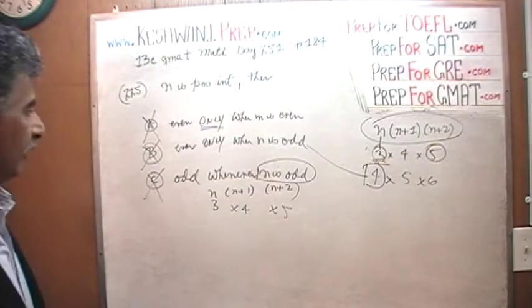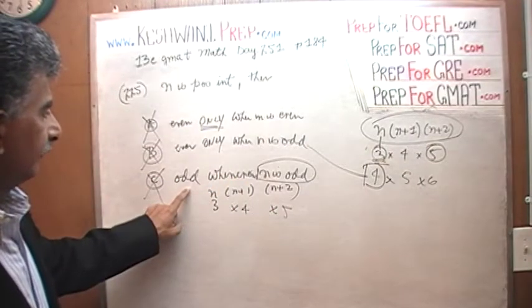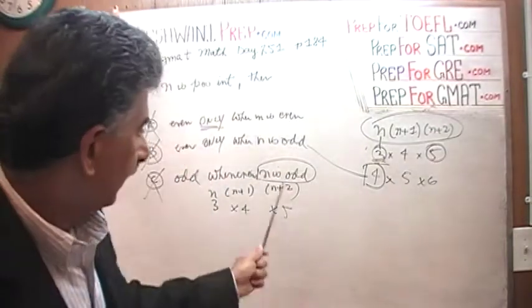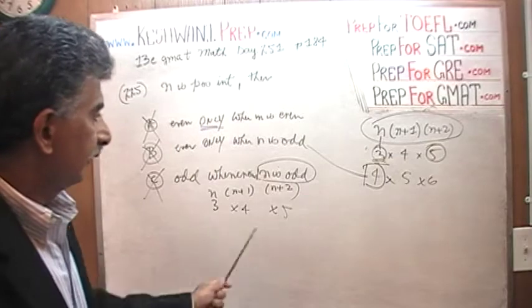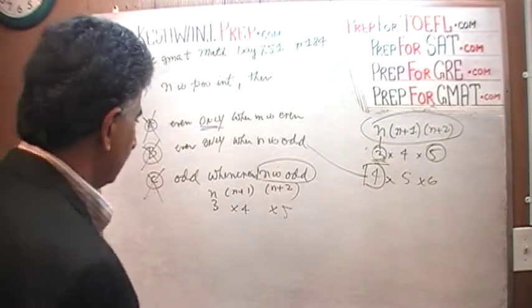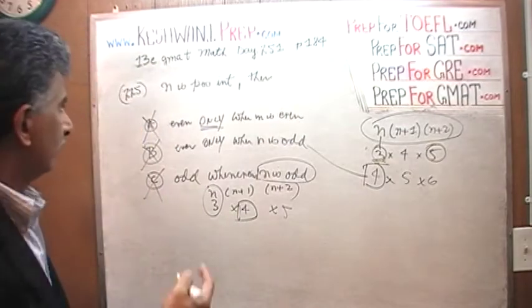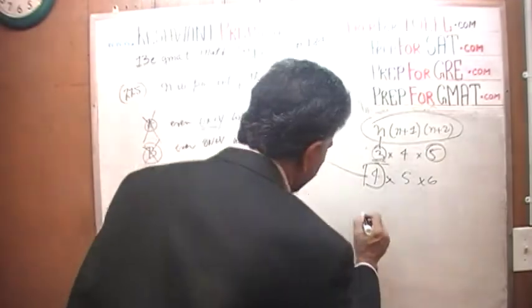Whereas this claims that whenever n is odd, this third statement claims that whenever n is odd, the whole product is odd also. No, it's not. Because if you start out with an odd number, the next one is going to be even, because they're consecutive. As you can see there, they're consecutive. That's the thing we have to understand.